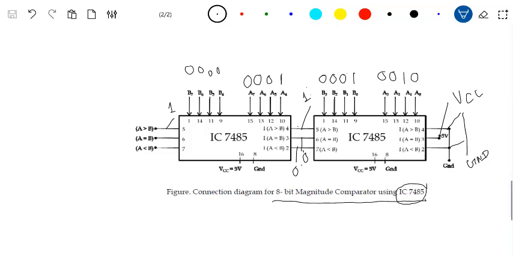So the next case we will take here, 1, right? Now the cascading input for A greater than B is 1, it means that the LSB is greater, even though in the MSB now B is higher. So this time, these two lines will produce 0 and this will produce 1. So with this concept of the cascading inputs and the comparing inputs, we are able to achieve n-bit comparison using this 7485 IC. Thank you.